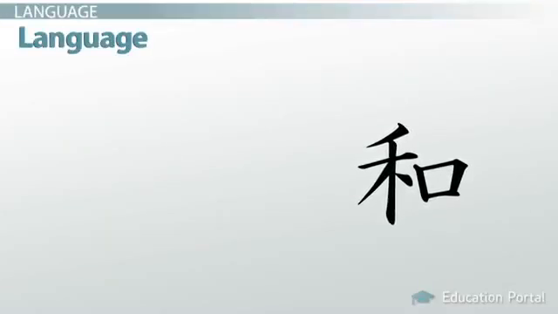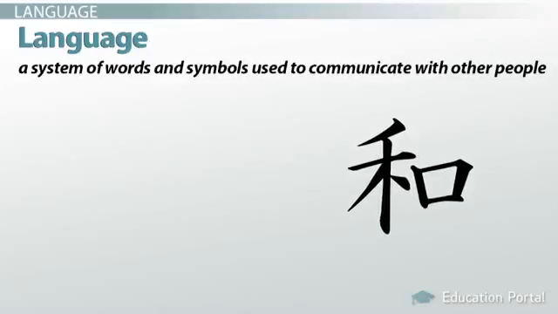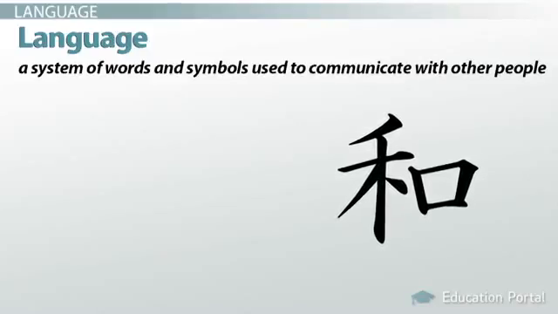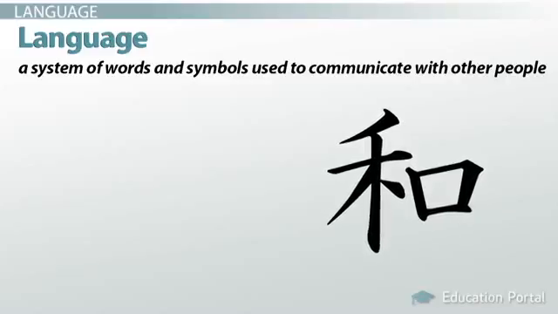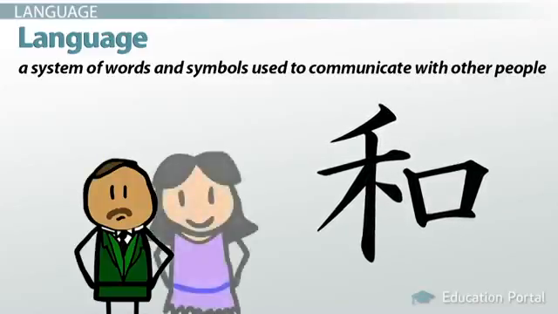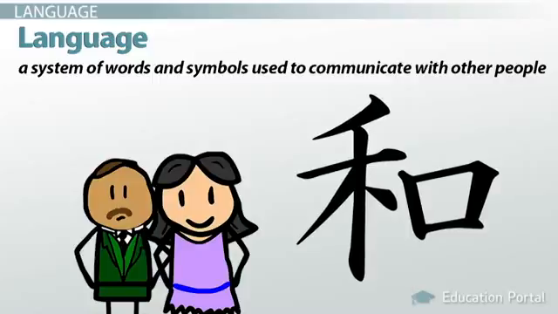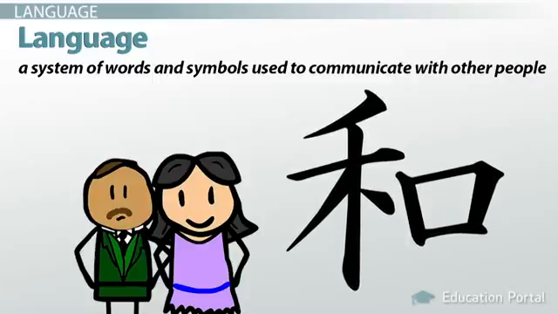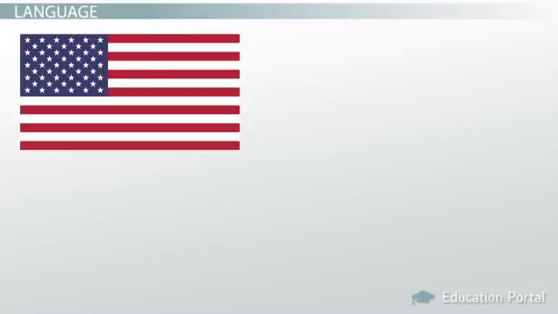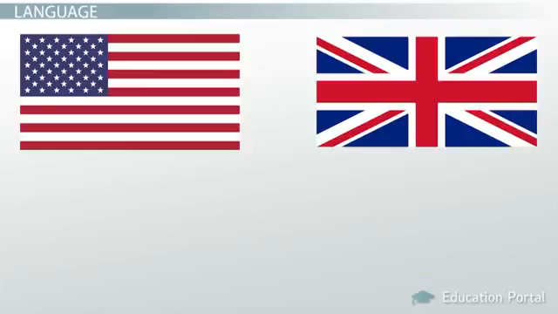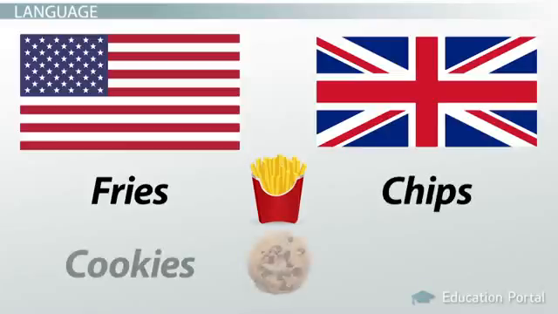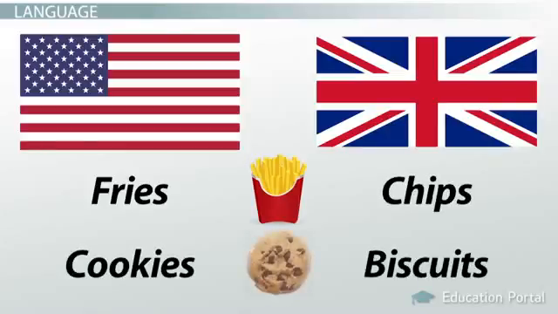The second element present in every culture is a language. Language is a system of words and symbols used to communicate with other people. This includes full languages as we usually think of them, such as English, Spanish, French, etc. But it also includes body language, slang, and common phrases that are unique to certain groups of people. For example, even though English is spoken fluently in both America and Britain, we have slang and phrases that mean different things. American French fries are British chips, American cookies are British biscuits, and so on.